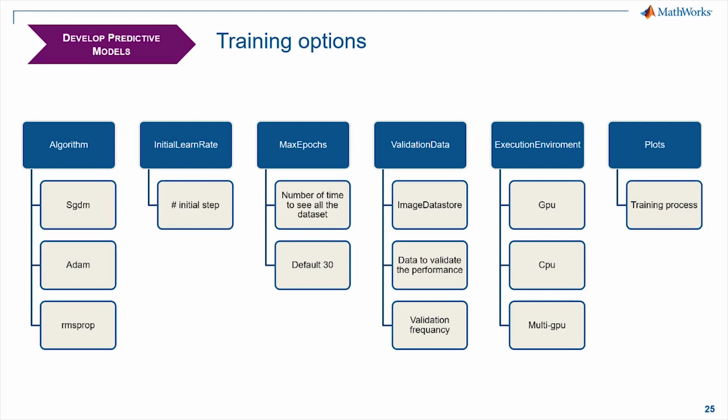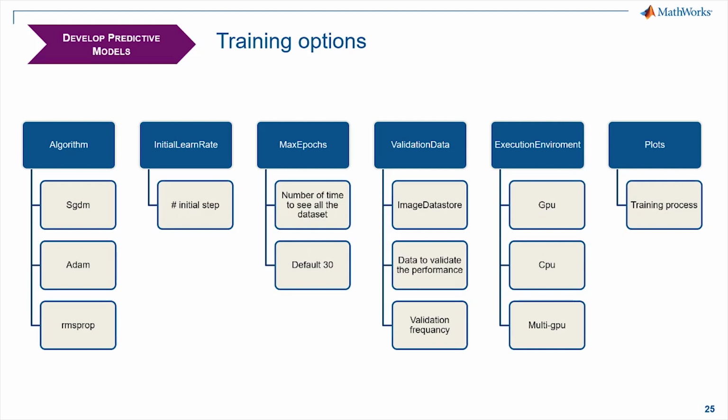Then we can also choose the initial rate. So how long is the step of our learning procedure? Okay, so how fast will the net converge to a solution or to the minimum? But to better understand this, we will see a little video after. Then we will also choose the max epochs, so the number of times that our net will see all the database. So as you see, default is 30, and this is a big amount of time if our dataset is big, or a small amount if our dataset is small.